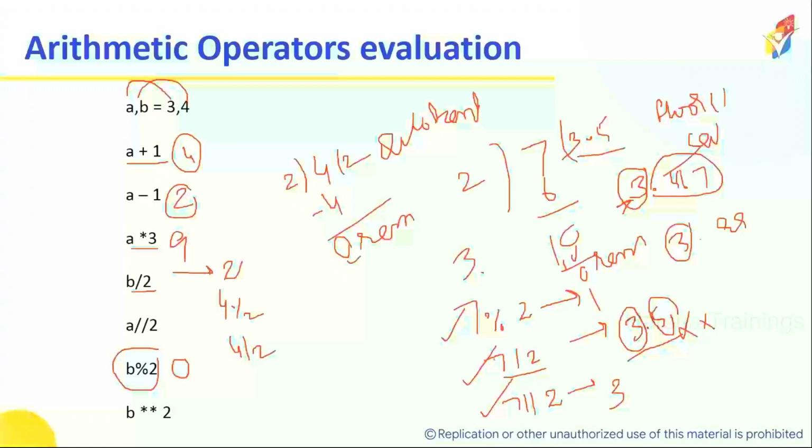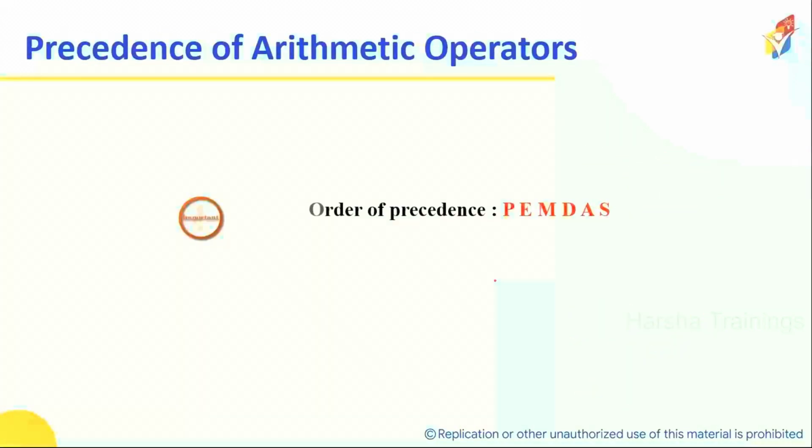Now, for example, B star 2. What is B? 4 to the power 2. How much is it? 16. Clear for you? Now I will follow some important rules. Kindly please note down in your notebook.